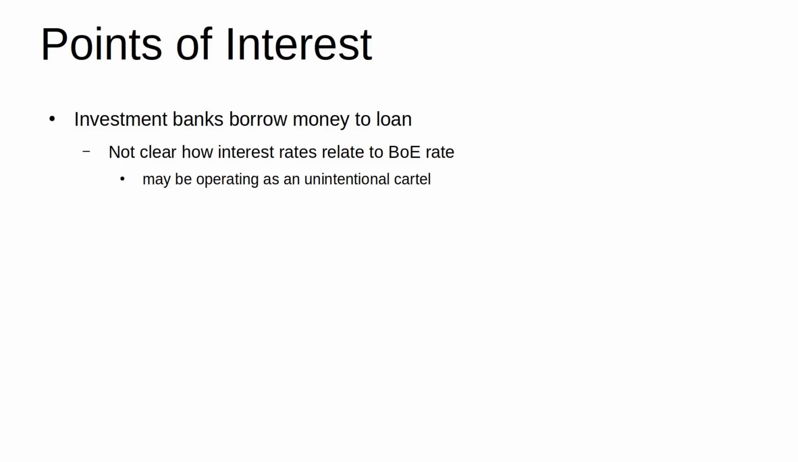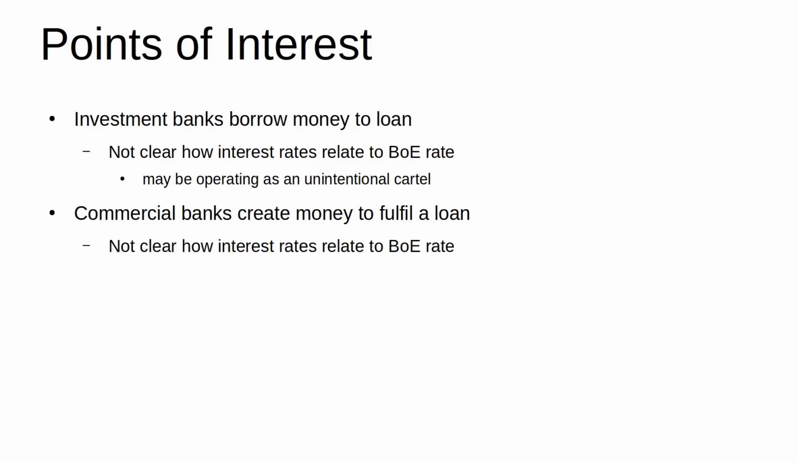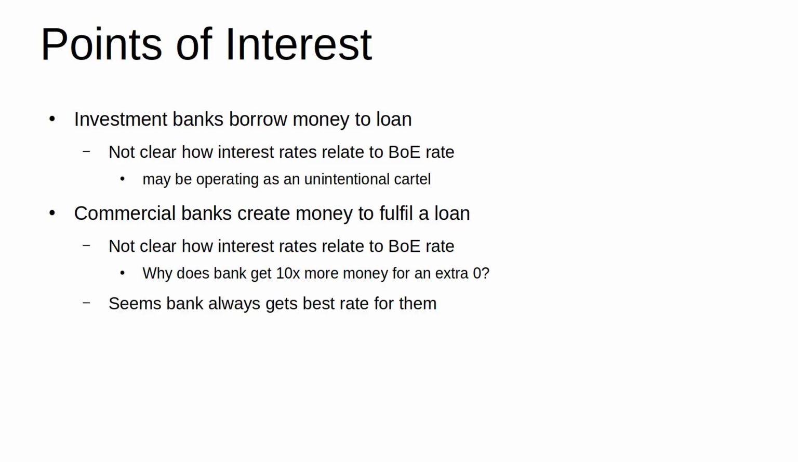and it's possible that the Bank of England is directing an unintentional cartel. Commercial banks, on the other hand, create money to fulfil loans. But yet again, it's not clear how the Bank of England base rate directly affects the interest rates for such loans. Why does the bank get 10 times as much money for an extra zero in a spreadsheet? It seems at least the bank is always charging the best rate for them, and it's quite clear that not all loans encounter a charge to justify this rate.